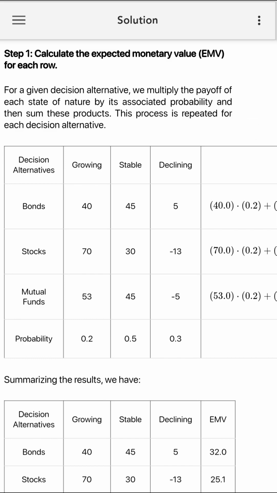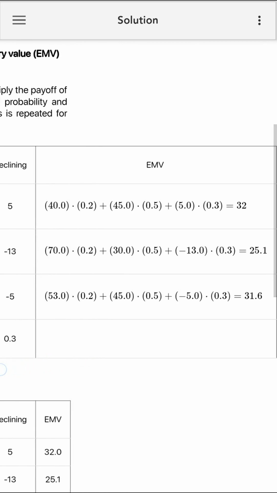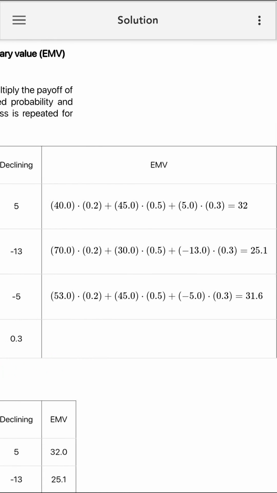To facilitate this, we turn our attention to each row and multiply the payoffs of each state of nature to their corresponding probabilities. For example, the expected monetary value for bonds will be 40 times 0.2 plus 45 times 0.5 plus 5 times 0.3, which is equal to 32. In other words, the expected profit of investing in bonds, taking into account the probabilities associated with each state of nature, is equal to 32 units.